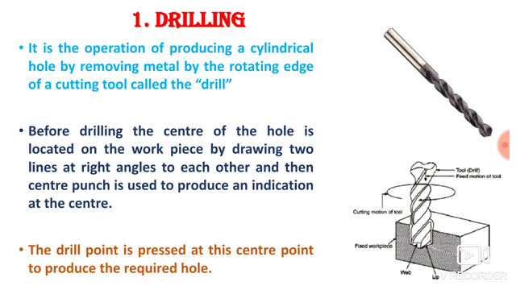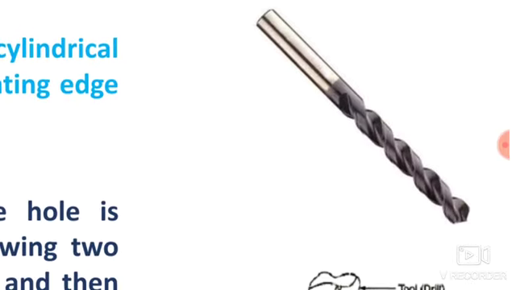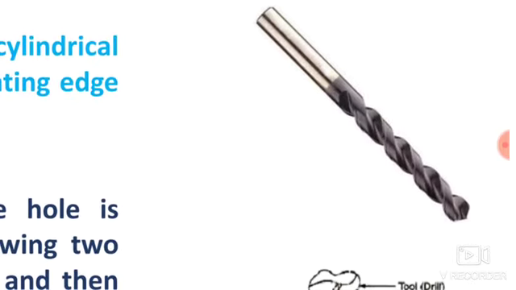So the very first operation is drilling. It is an operation of producing a cylindrical hole by removing the metal by the rotating edge of a cutting tool called drill. We can produce a cylindrical hole with the drilling process. Now the hole can be machined with the help of a cutting tool known as drill bit.